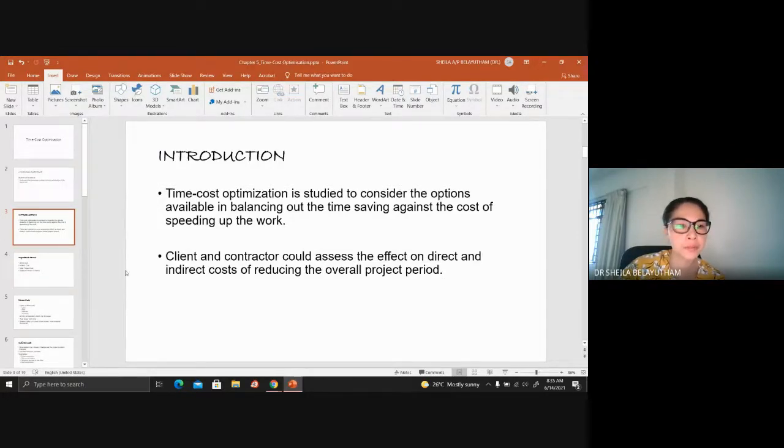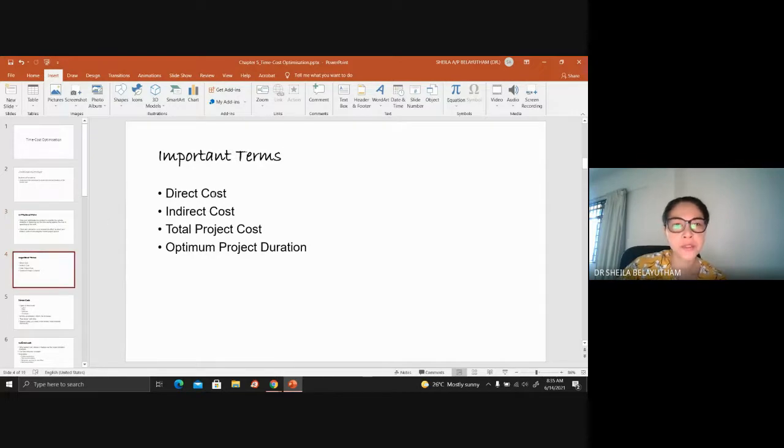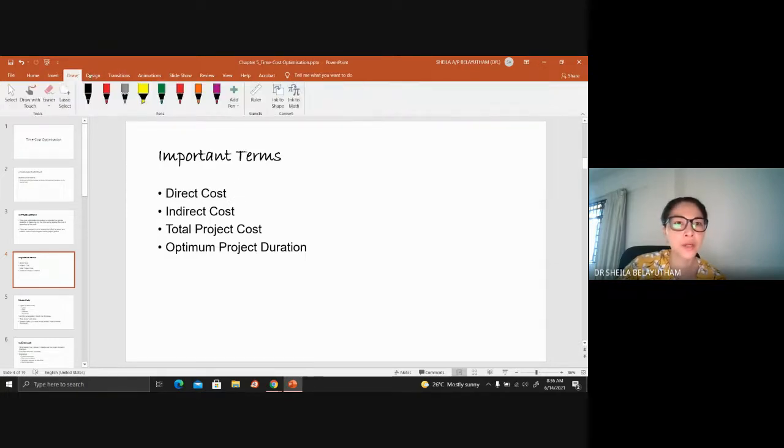So the important terms we are talking about here are direct costs, indirect costs, total project costs, and optimum project duration. But just as a brief description, direct cost is anything that directly affects your productivity.